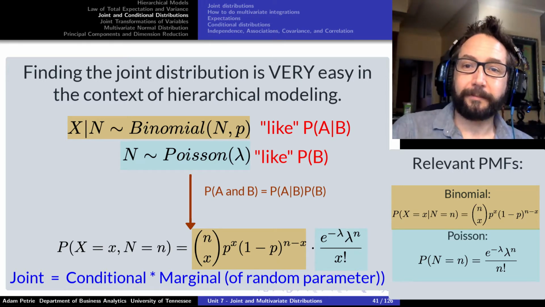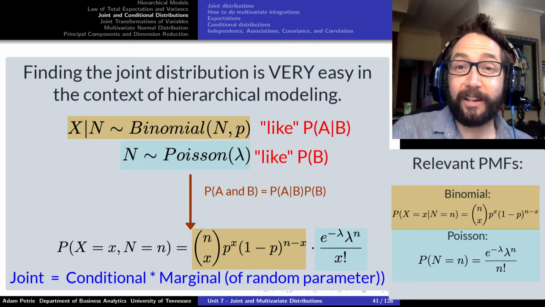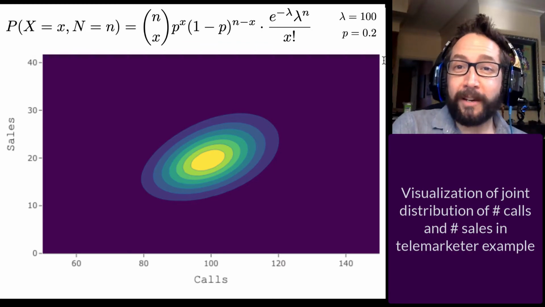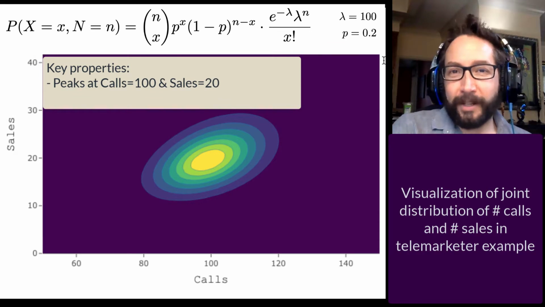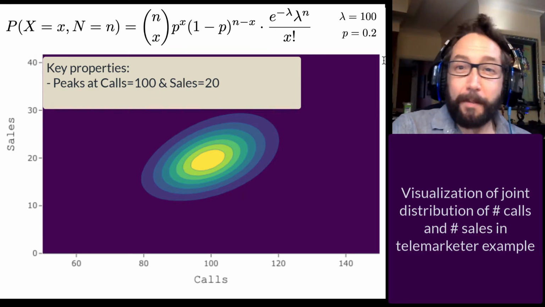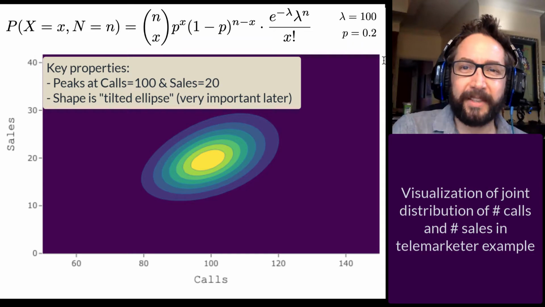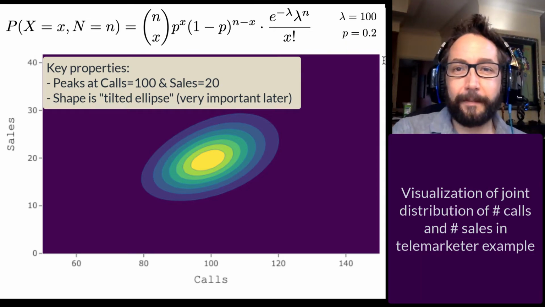Easy enough. And when we do that, we can look to see what the probability distribution looks like, what combinations of values are more likely than others. This contour plot is showing the joint distribution of the number of calls and the number of sales. We can see that it's peaking at about 100 calls and 20 sales, which if you remember, 100 was the average number of calls. The probability of a successful sale was 20%, so this makes sense. And it looks like a tilted ellipse or something like that. Gives us an idea of what combinations are more likely versus less likely.